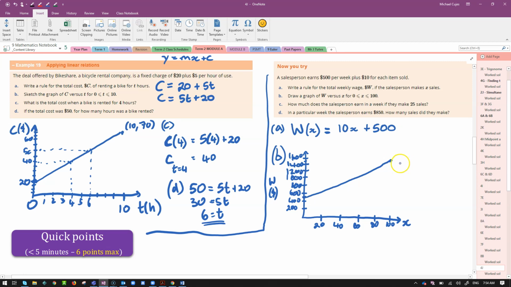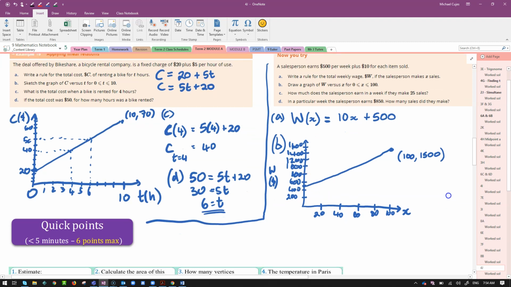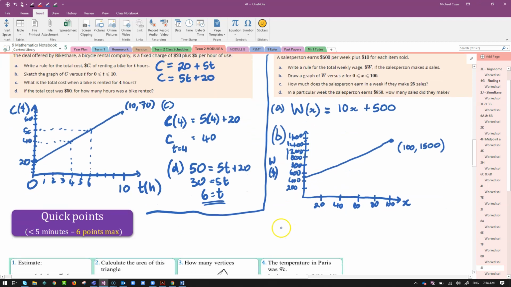And although you'd be doing this with a ruler in an exam, I would still write down the coordinates at that point. When X is 100, the cost is 1,500. Now that point is in the exact place, even if I've drawn it a little bit skew. How much does a salesperson make in a week if they make 25 sales? Well, you could try and read it off this. It looks like it's going to be around $600, but that's a wildly inaccurate graph.